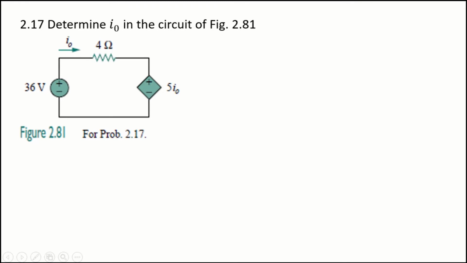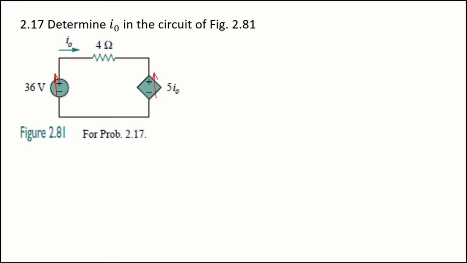Problem 2.17. Determine Io in the circuit of figure 2.81. Here we have two voltage supplies. We have 36 volts and we have 5 Io independent voltage supply. Let us assume that the direction of your 36 volts voltage supply is from negative to positive. Then, let us assume that the direction of your 5 Io independent voltage supply is from negative to positive.